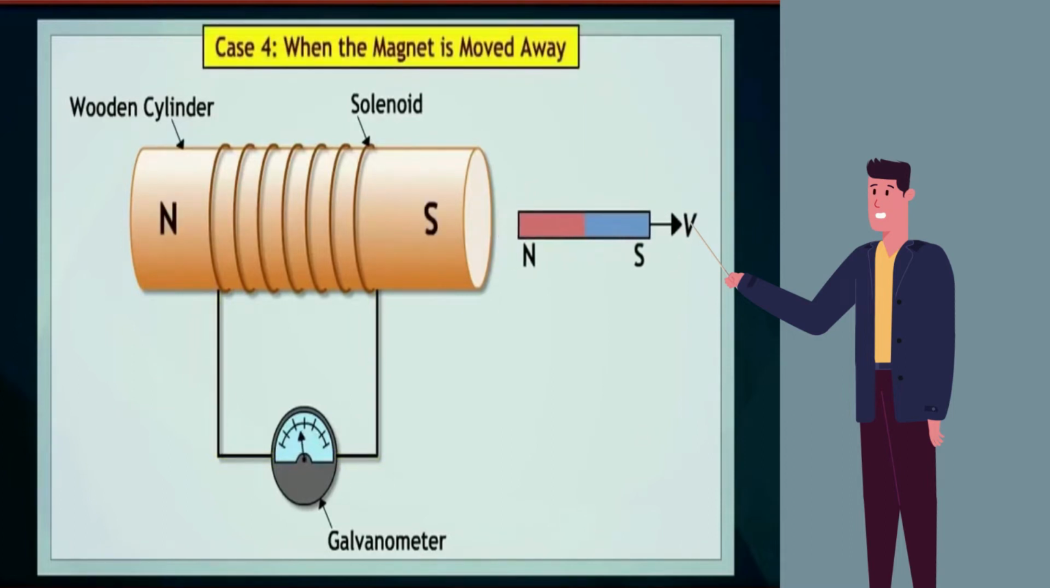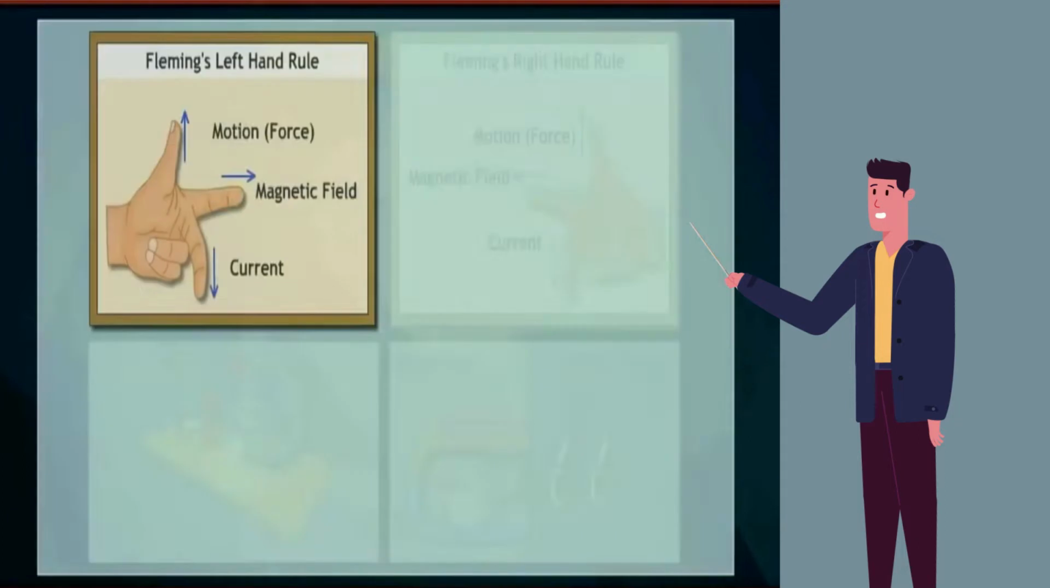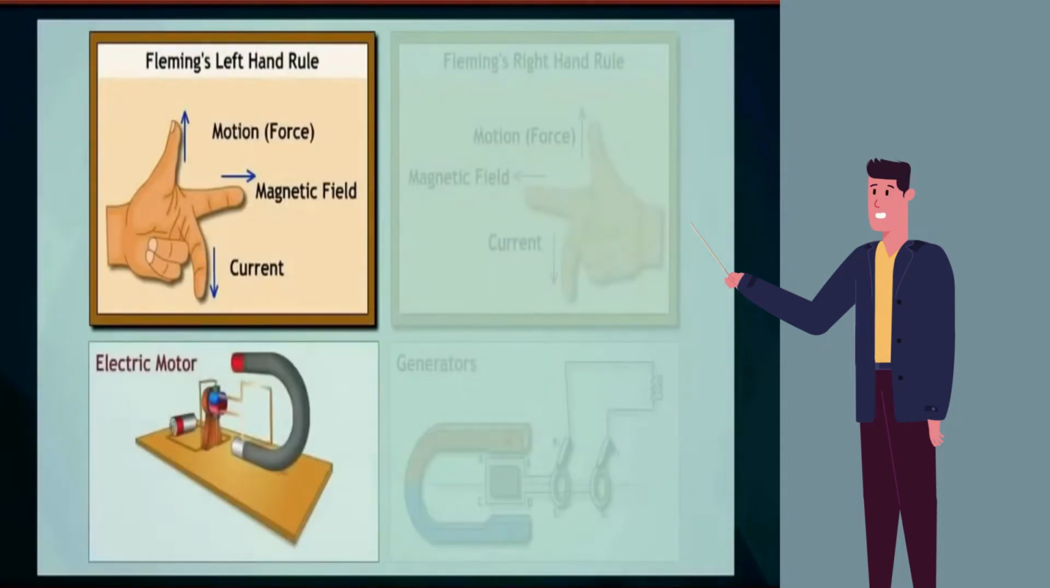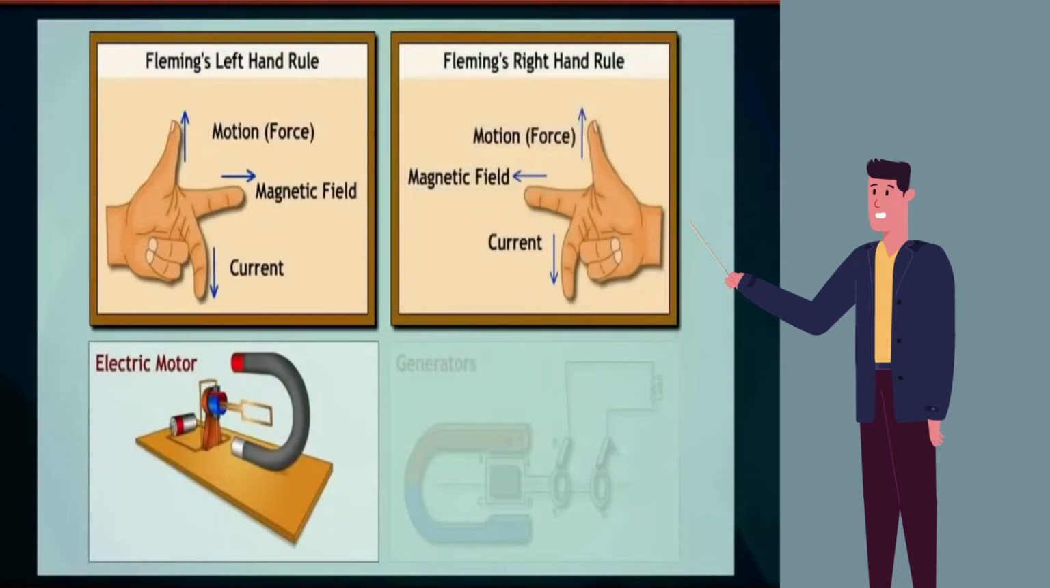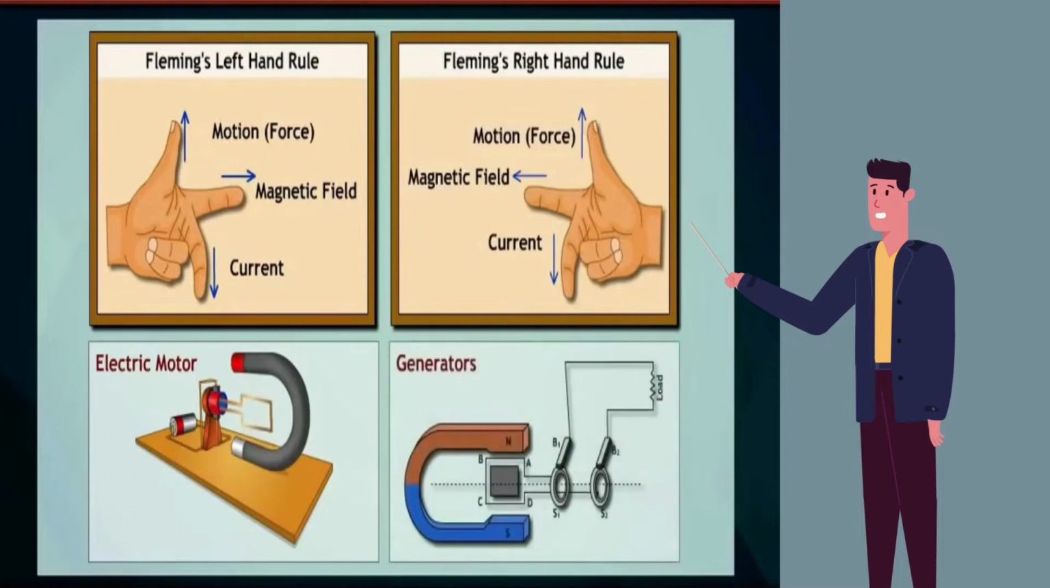If the magnet is moved away from the solenoid, current flows in the opposite direction in the solenoid. Thus, the galvanometer deflects towards the left. The left-hand rule is for the electric motors and the right-hand rule is for the generators.